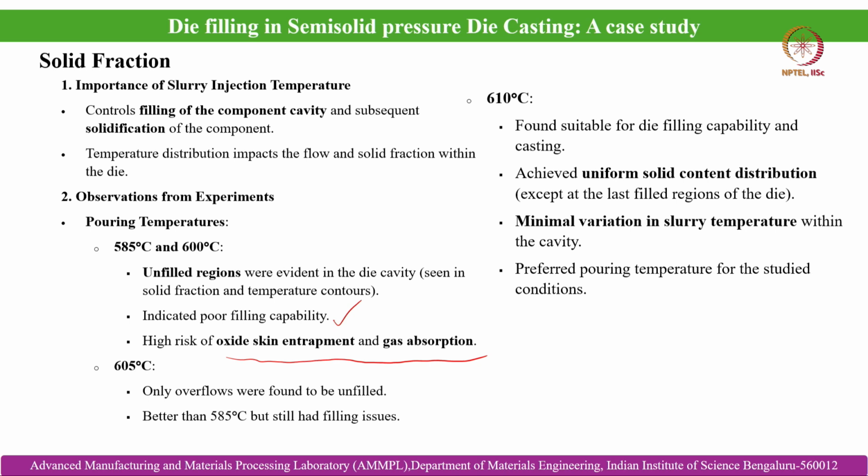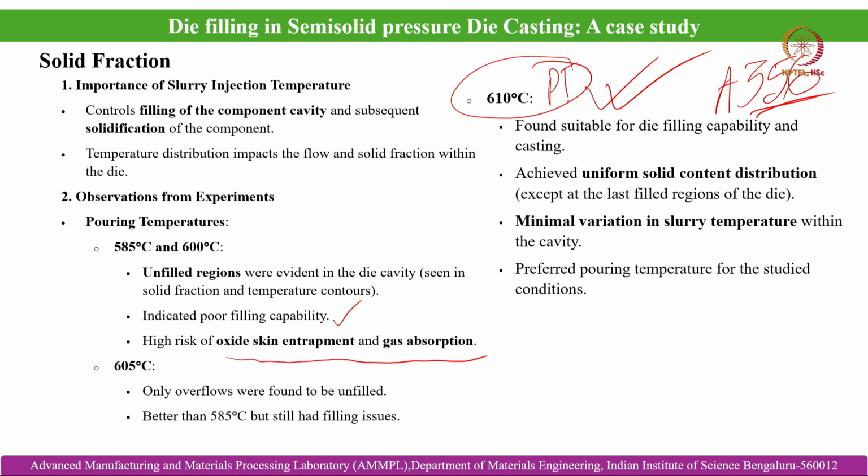And at 605 degree centigrade, only overflows were found to be unfilled, although better than 585 and 600, but still it had issues, and all those issues are met in case of 610 degree centigrade. So it was found suitable for die filling capability and casting of this Al7 silicon 0.3 magnesium alloy, which has the commercial name A356. At 610 degree pouring temperature, we could achieve uniform solid content distribution ranging between 0.1 to 0.3 volume fraction Fs throughout the component, except the overflows, which is not significant anyway, as they are going to be removed during the fettling stages.